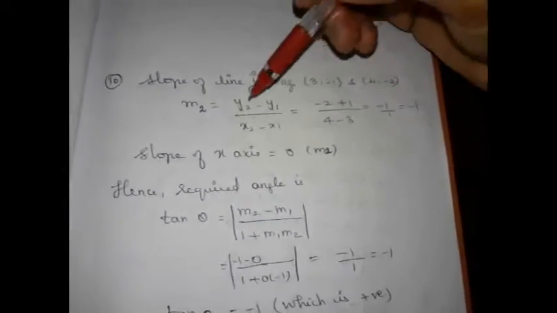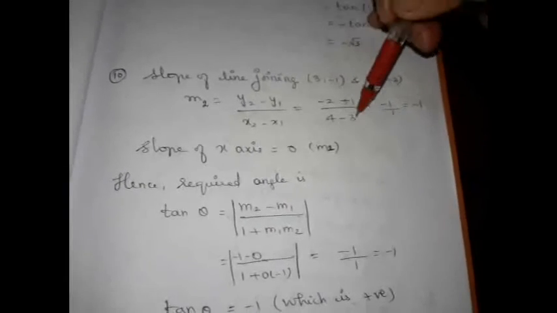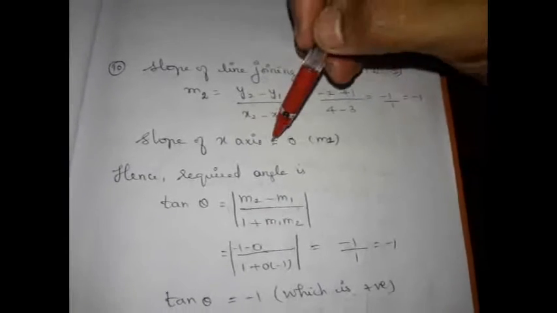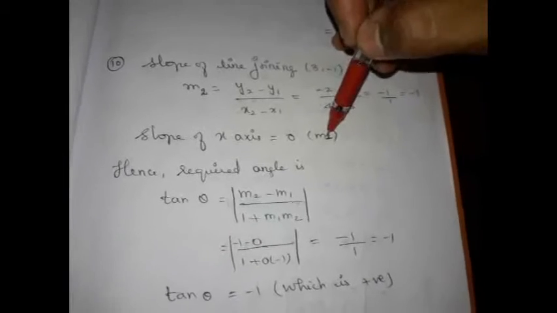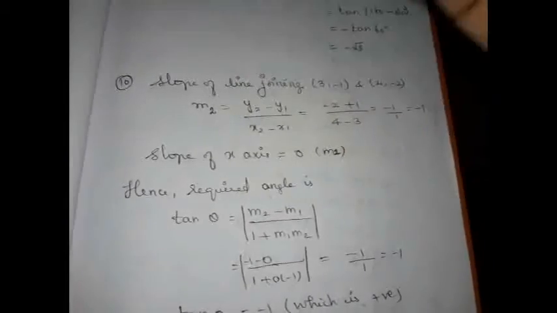See, slope of the line joining these 2 points: we have to substitute in the formula y2 minus y1 divided by x2 minus x1. So minus 2, minus into minus will become plus 1, 4 minus 3, which is minus 1. Slope of x-axis is 0. This is going to be our m1 and this is m2, because the angle is between x-axis and the line joining. So the slope of x-axis you should take as m1, and the slope of line joining you should take as m2. Right?